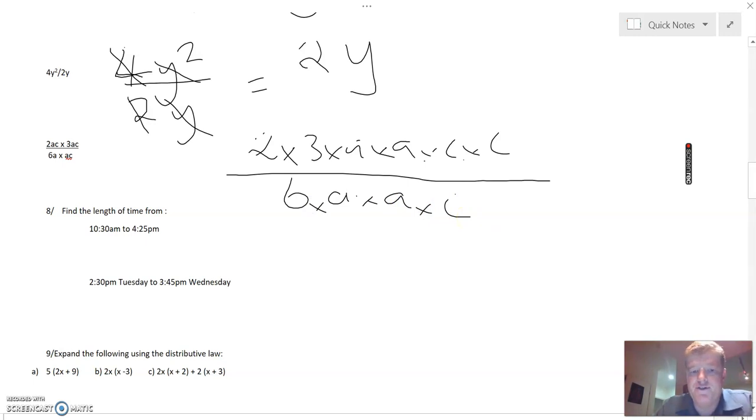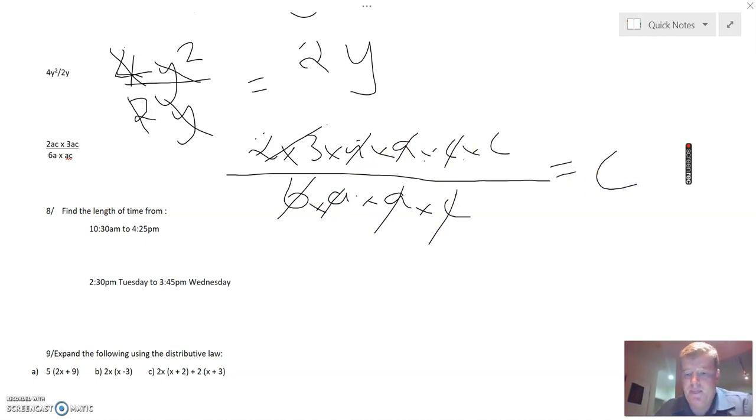So there's a bunch of things that will cancel out. At the top, 2 times 3 is 6, and down the bottom, that is also 6. They're just going to cancel out. Our 2 a's are both going to cancel out, and 2 of the c's are going to cancel out. So actually what we're left with is just c.